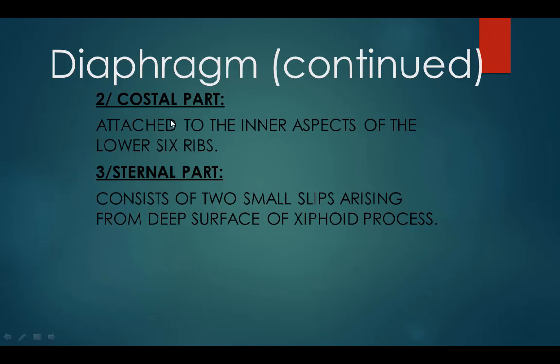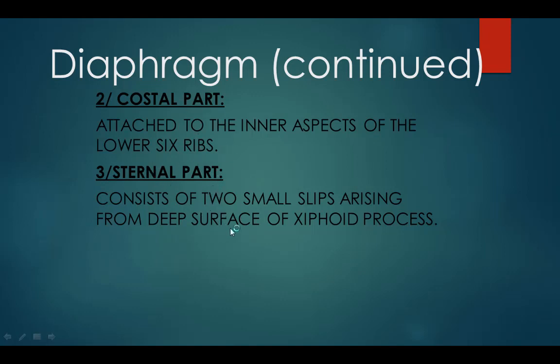The other parts, as we mentioned: the first part is the vertebral part of the diaphragm, the second part is the costal, and the third one is the sternal part. The costal attaches to the inner aspect of the lower 6 ribs, and the sternal attaches to a small slip arising from the deep surface of the xiphoid process. So this is the anterior attachment of the diaphragm.